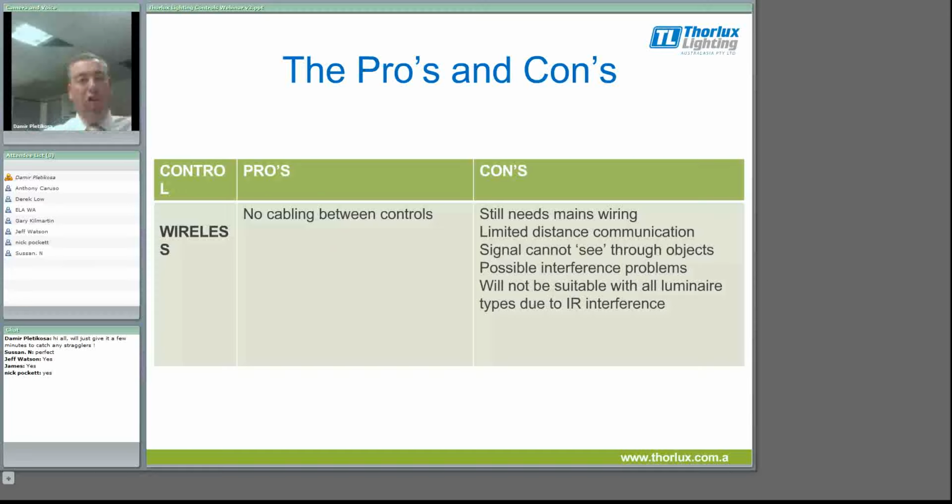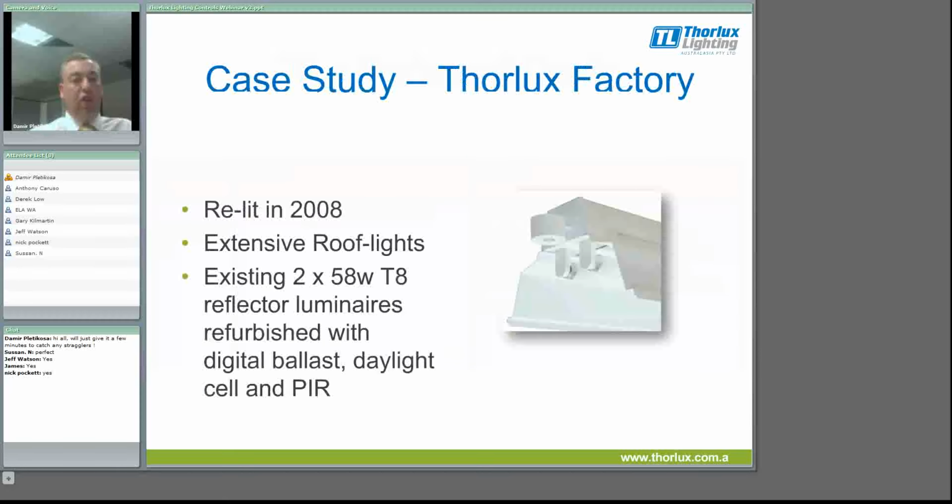We know that lamps give out large amounts of infrared, which means that the ballasts and the lamps have to be shielded from the controls in case there's any infrared interference.